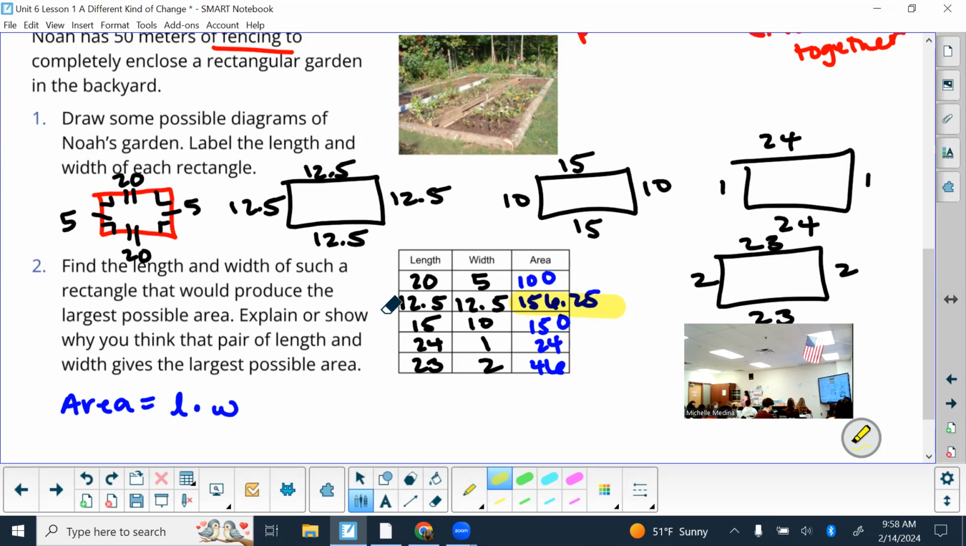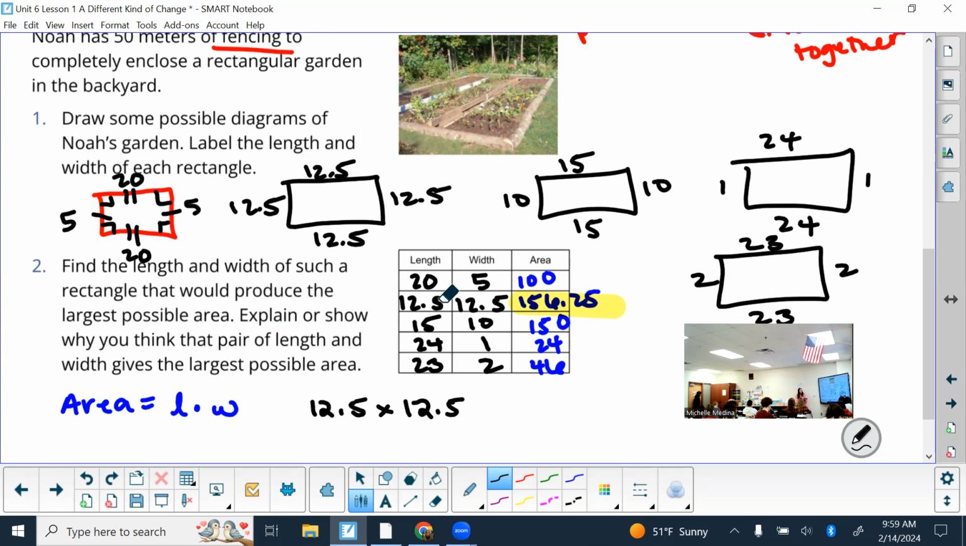So the best garden that would have the most area would be the one that's 12.5 by 12.5. Remember that for your practice today, or just in general. As the numbers get closer together, the area is bigger. The closer it is to the square. Questions on this so far?